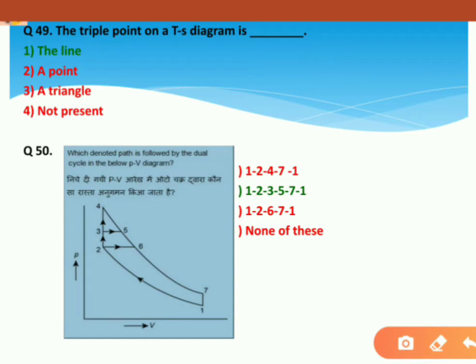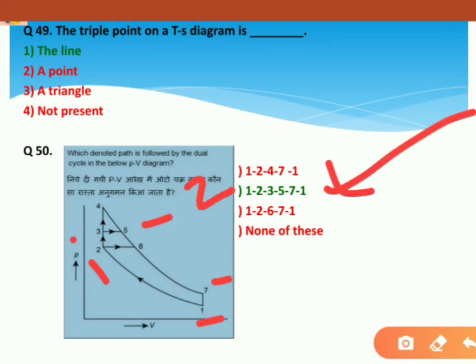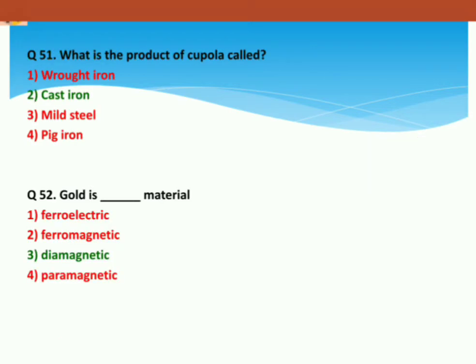So we have to find the path. 1 first, then 2 constant, first constant volume heat addition, 2 to 3, then constant pressure heat addition, so 3 to 5, then 5 to 7. So here option 2 will be the correct answer: 1 to 2 to 3 to 5 to 7 to 1. So let's proceed to next question 51.